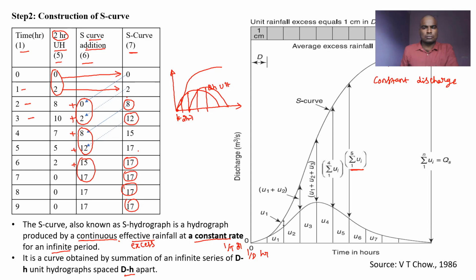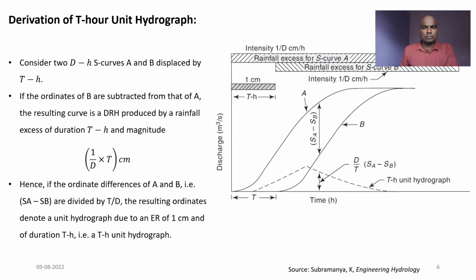So this is step 2, the final step. Now we have the S curve, and from the S curve, how can we generate the T-hour unit graph? That is the same procedure I demonstrated earlier. So consider two D-hour S curves A and B, in this case 2-hour S curves, displaced by T hours. In our case, we need the 1-hour unit graph, so T will be 1.